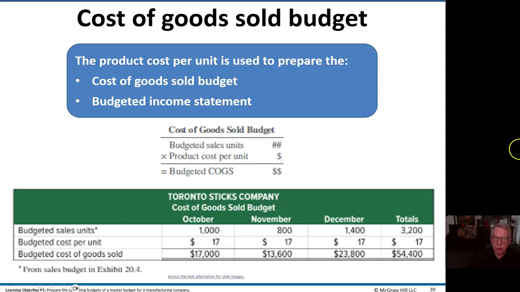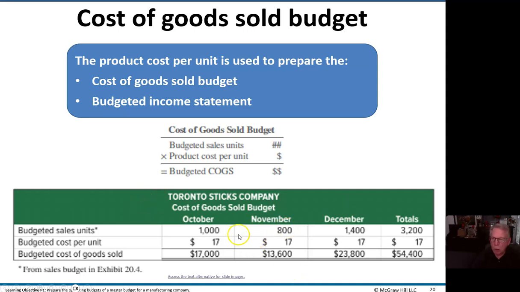Now the cost of goods sold budget is important, therefore, in preparing the budgeted income statement. So here we're going to take the budgeted units times the product cost per unit, and that'll give us our budgeted cost of goods sold.